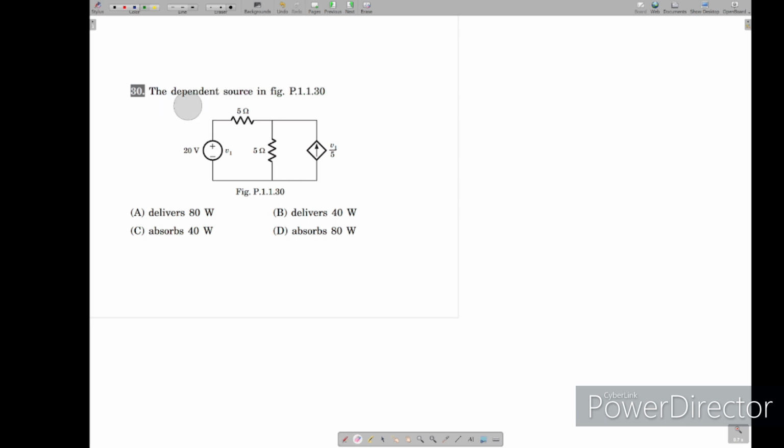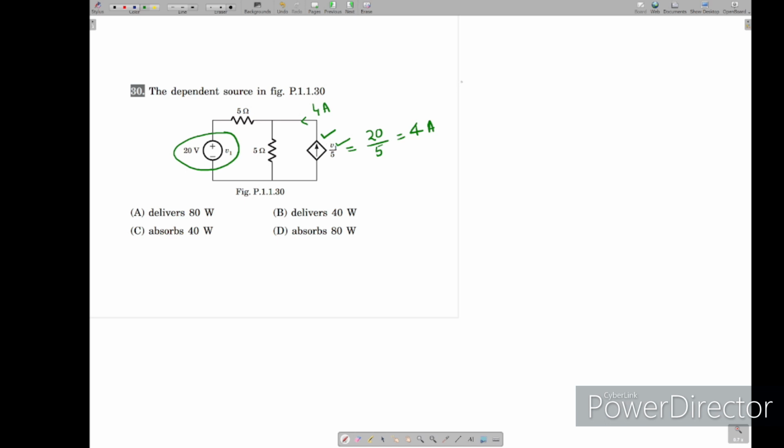Which is the dependent source? This is not the dependent source, this is the dependent source, because it is the source that depends upon the control variable, that is V1. Now target V1. For this question we have the advantage that V1 is already found and known. So simply you replace V1 by 20 by 5, here it is 4. This current source now, so we got 4 amps here.